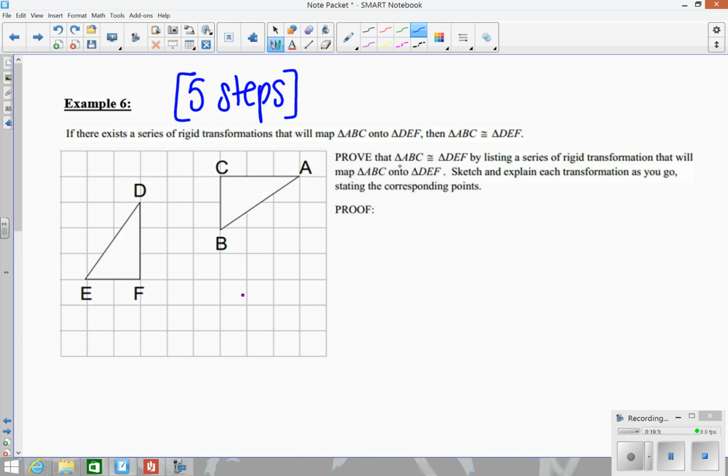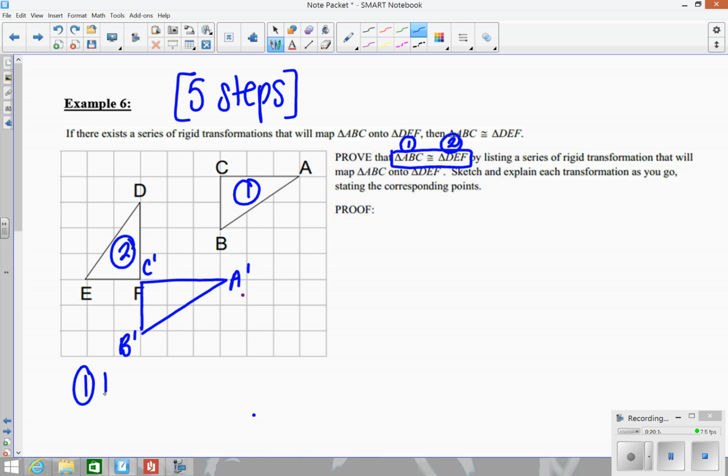So you're trying to prove that triangle ABC is congruent to DEF, and if you look, we're going to start at triangle 1, which is right here, and you're trying to map onto triangle 2. So first thing you're going to want to do is a translation. So first you're going to translate it, and it should end up somewhere down in here. So it's going to end up looking like this. So B prime, C prime, A prime. So translate it. So do a translation first.